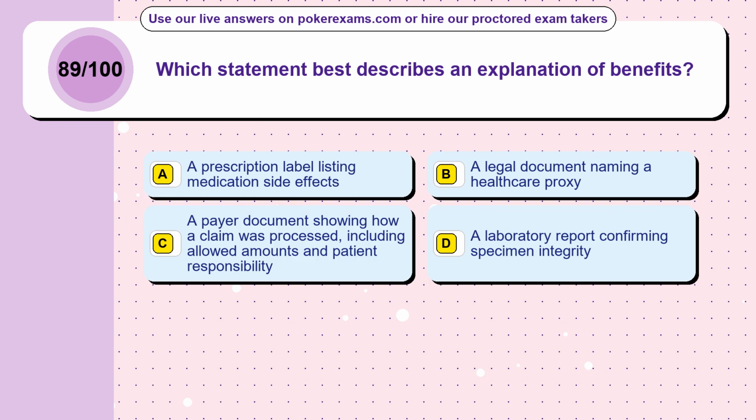Question 89. Which statement best describes an explanation of benefits? Option A, a prescription label listing medication side effects. Option B, a legal document naming a healthcare proxy. Option C, a payer document showing how a claim was processed, including allowed amounts and patient responsibility. Option D, a laboratory report confirming specimen integrity.